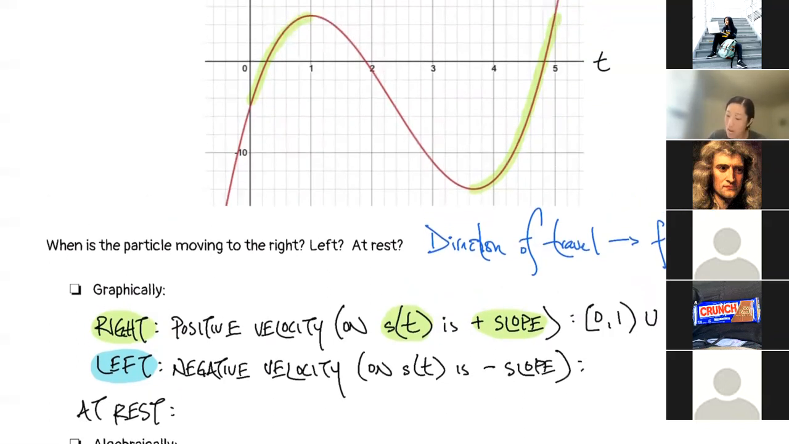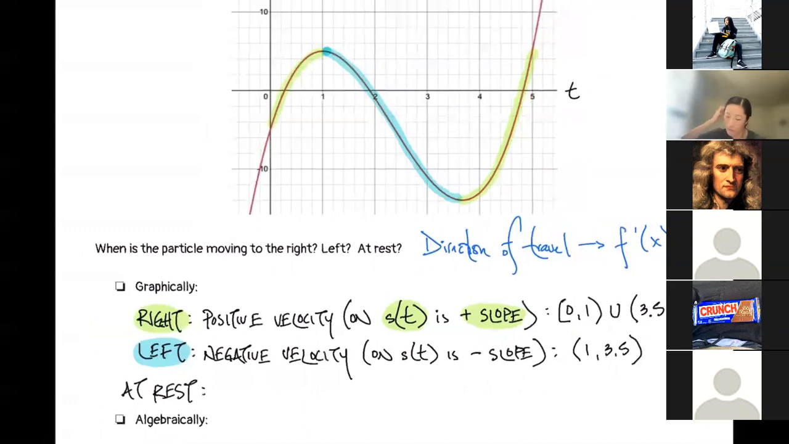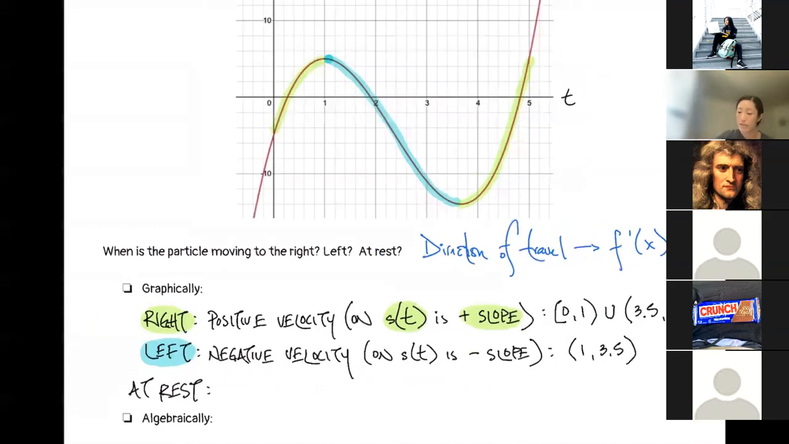And if we were to highlight the corresponding section on our graph, we might say from here all the way down to here. And so in interval notation, we would exclude 1, and we would go all the way to 3.5, but we would also exclude 3.5. Okay. Let's zoom out a little bit. We've got the positive slopes is where we find positive velocity.